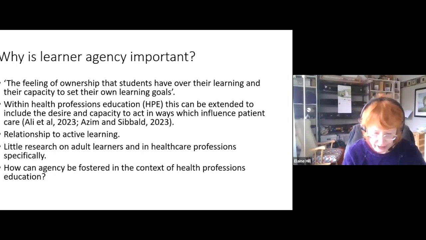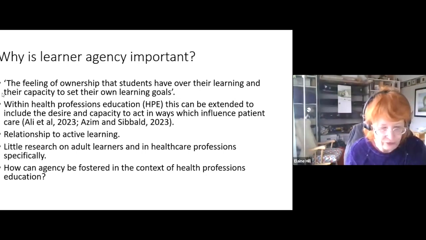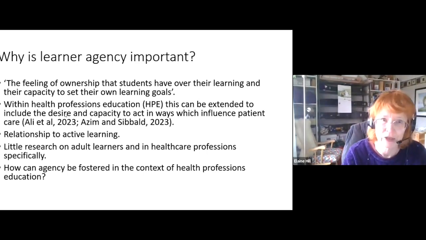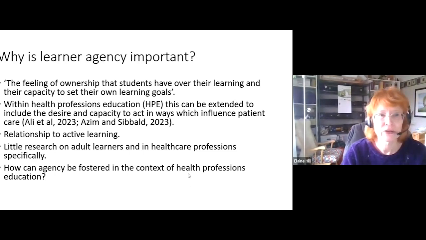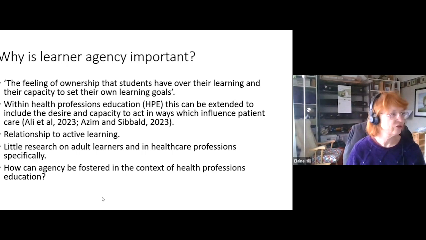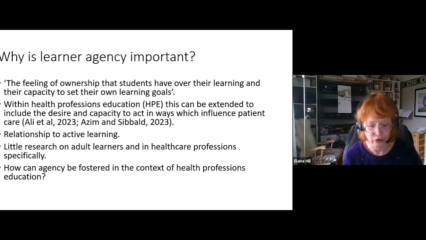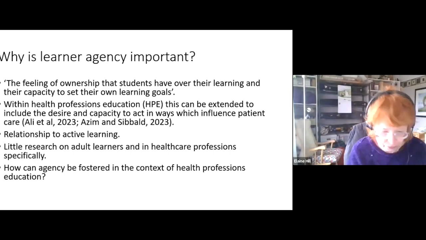Its relationship to active learning. Active learning approaches are very important as ways of generating agency. And we use a lot of different things within health professions education: case-based learning, problem-based learning, quizzes, group work, and some quite sophisticated things as well, which I'll come on to later. The research on this, there's not so much on adult learners as there is on younger learners, and there's not really that much that's been published about health professions education specifically. So hence it's an area that I'm looking at to try and find out a little bit more.